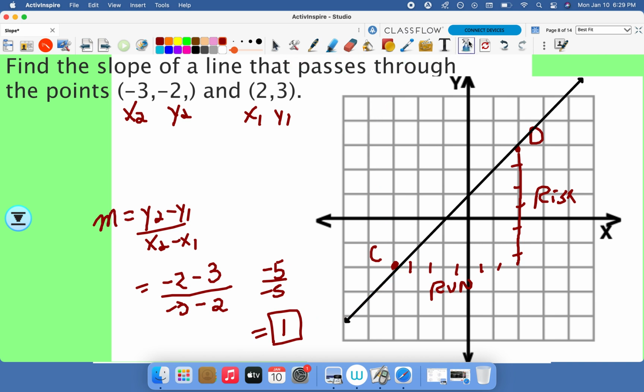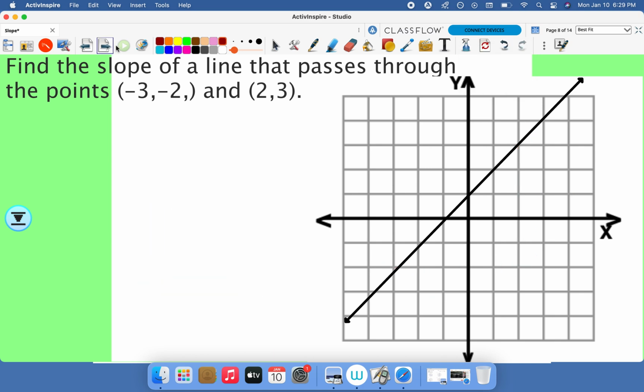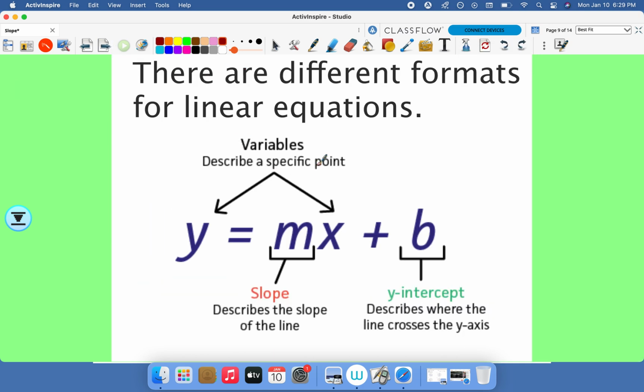You might want to write this. There are different formats for linear equations. The one that we talked about today is this format, where y equals mx plus b. M, the coefficient in front of the x, will always describe the slope, and b is the y-intercept. So the y-intercept means this. Imagine your x-axis and your y-axis. We're going to have lines, and let's say that b was 2, for example, plus 2.